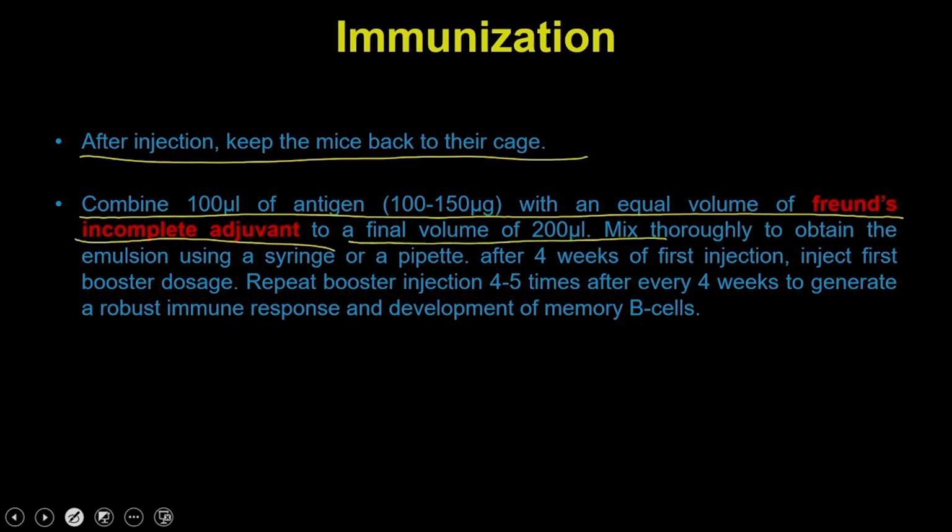To a final volume of 200 microliters, mix thoroughly to obtain an emulsion, and all of this remains the same. So, when you do the secondary injections with Freund's incomplete adjuvant, it is going to create the memory B cells.